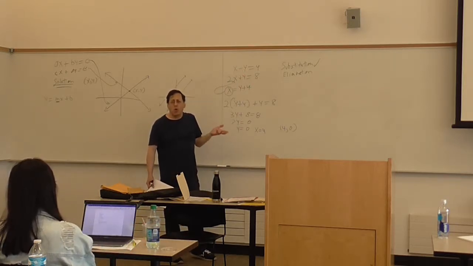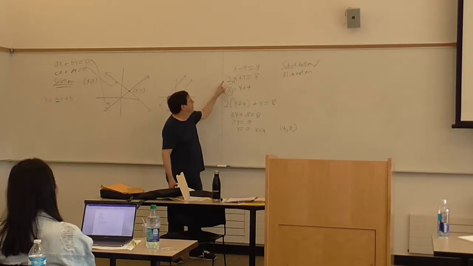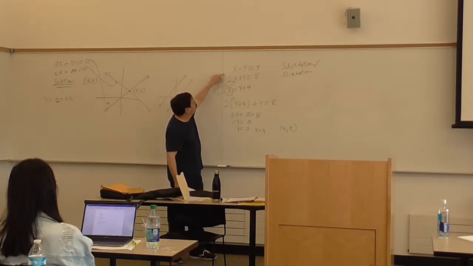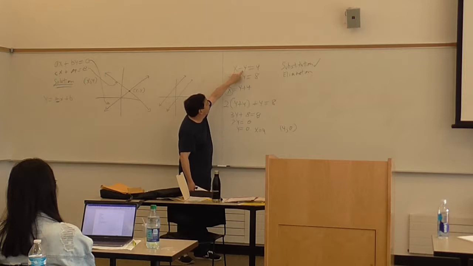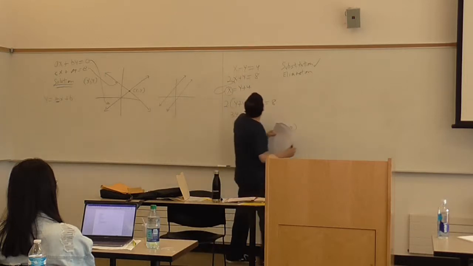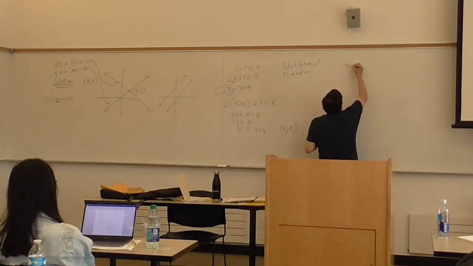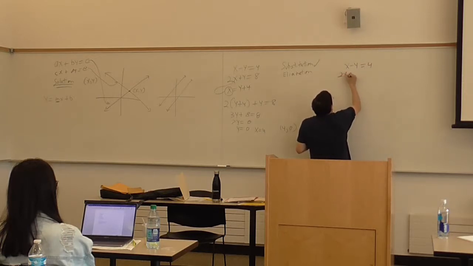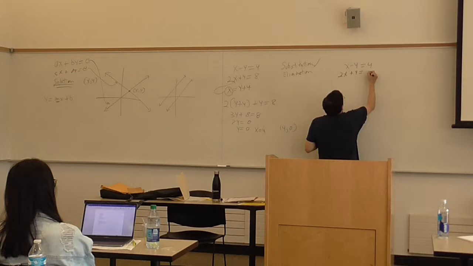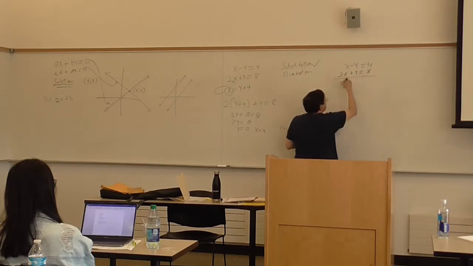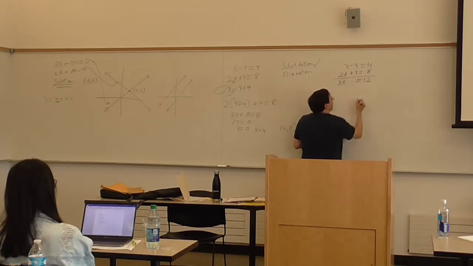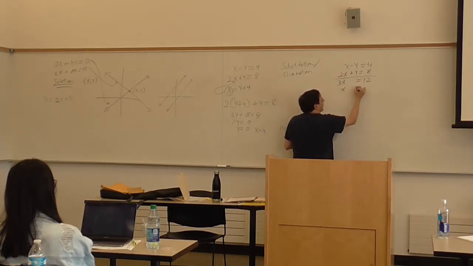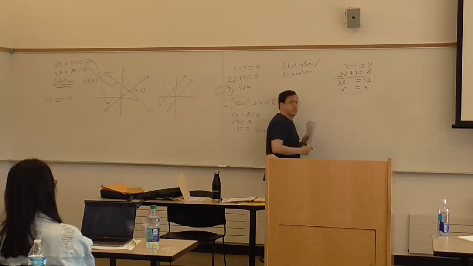But we never want to do more work than we have to. I mean, this is already set up here very nicely. We've got a y and a minus y. If we add them, let's just do that. x minus y equals 4. 2x plus y equals 8. So let's add them. 3x plus, well, we got rid of the y, equals 12. We divide by 3, x equals 4.